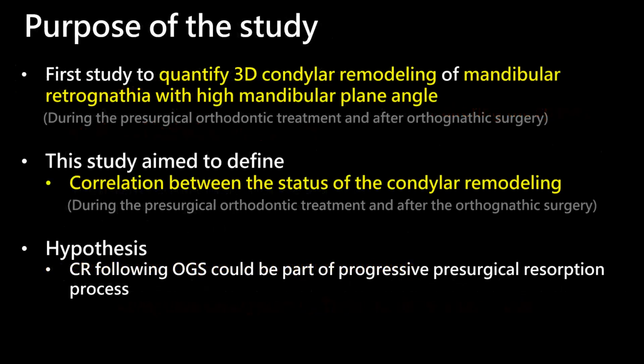For the purpose of the study, this is the first study to quantify the 3D condylar remodeling of mandibular retrognathia with a high mandibular plane angle, evaluated at two time intervals. This study aimed to define the correlation with the status of condylar remodeling. The hypothesis is that condylar resorption following OGS could be part of a progressive presurgical resorption process.